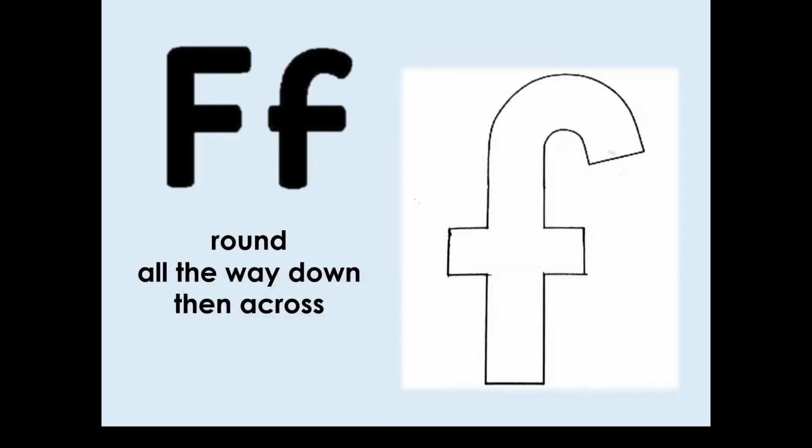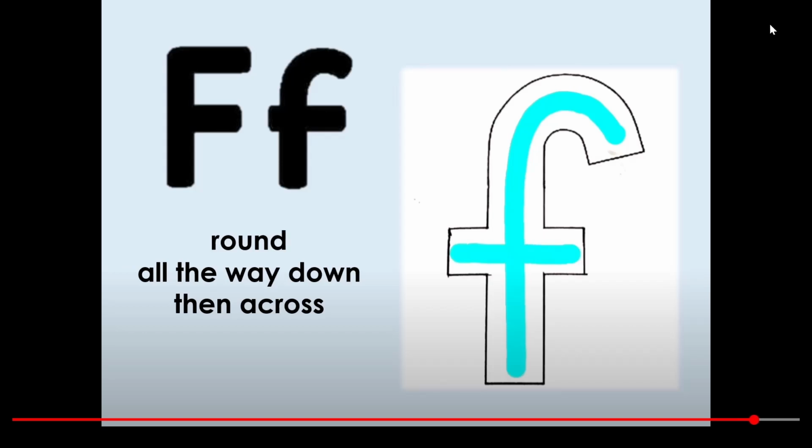Now let's learn how to write letter F. Round, all the way down, then across. F. Round, all the way down, then across. F. Round, all the way down, then across. F.